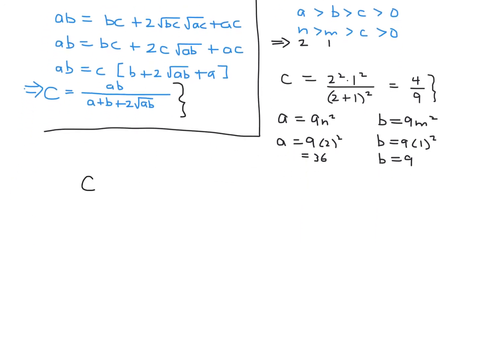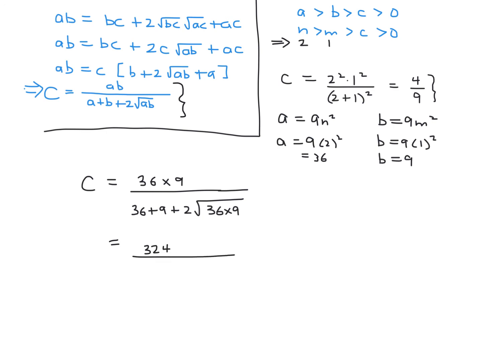Okay, so this time c is going to be a times b, so 36 times 9. And then we got 36 plus 9 plus 2 times 36 times 9. Correct? So this looks like 324, and then when you do the bottom, you get 81, and that gives me 4. And there you go. That is indeed the smallest possible value for c.